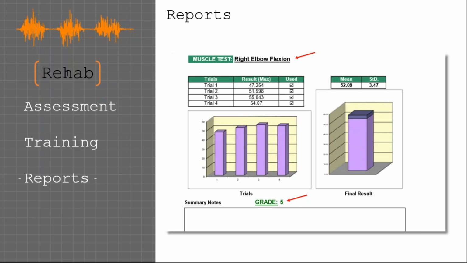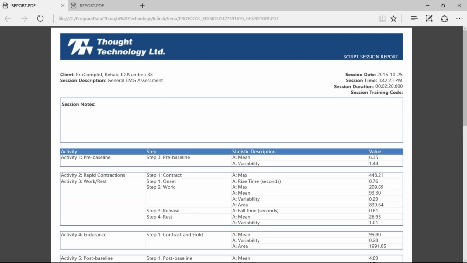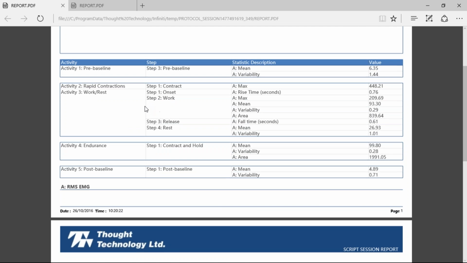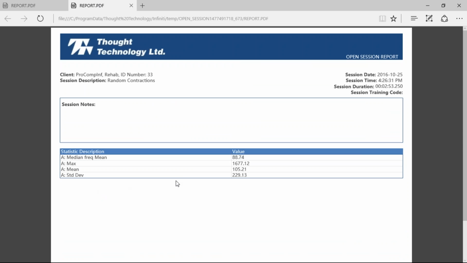So let me take a step back. The other type of report that we have is an open session report. With that assessment we had, I generated this report where you get some fine information, some notes that you could put down, but then you get the statistics separated out by activity if we're in a script, or just by overall statistics if we're not in a script, if we're in an open display session, so we can really take a look at what went on.